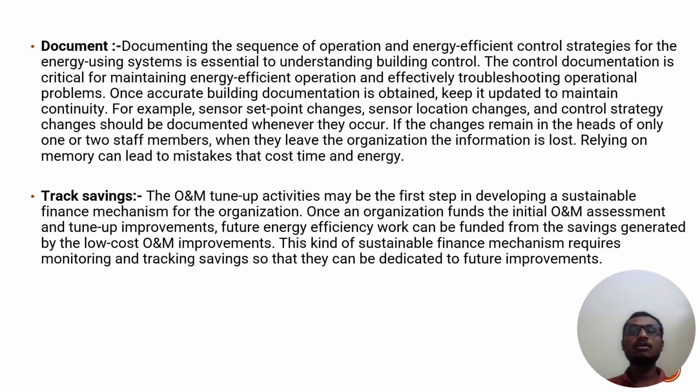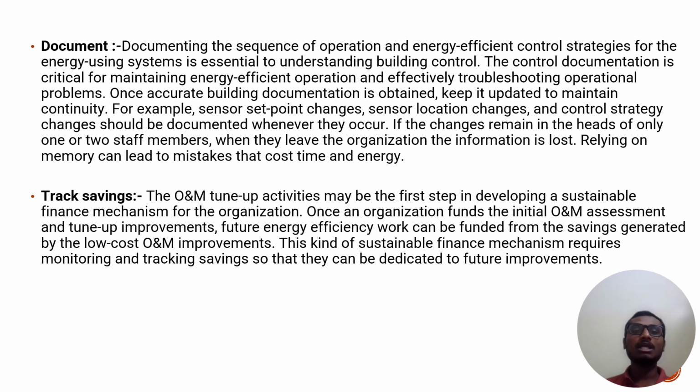building control. A control document is needed for maintenance, energy efficient operation, and efficiently troubleshooting operation problems. With accurate building documentation, operators can keep up building maintenance and control. For example, sensor set point changes, sensor location changes, and control strategy changes should be documented whenever they occur. If the changes remain in the heads of only one or two staff members, when they leave the organization the information is lost. Relying on memory can lead to mistakes that cost time and energy.